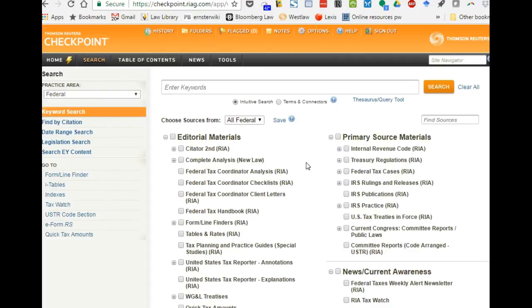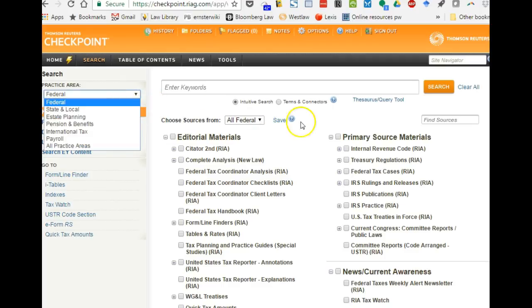So you can see a very different organization. Again, this is probably going to be easier to understand because it is just a single topic, tax, although it covers a wide range: federal, state tax, state pension. But you see they divided up editorial materials, so the explanations, you see treatises, so sort of the secondary sources as opposed to primary sources, and news.